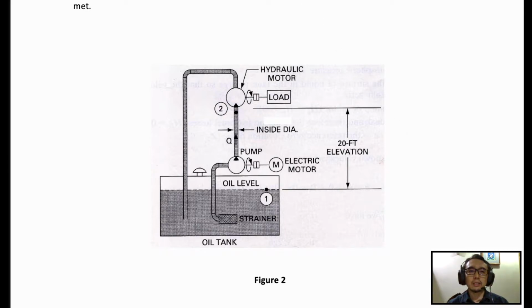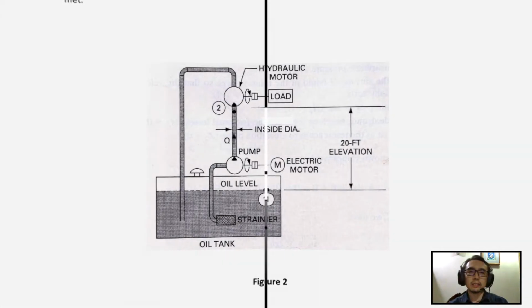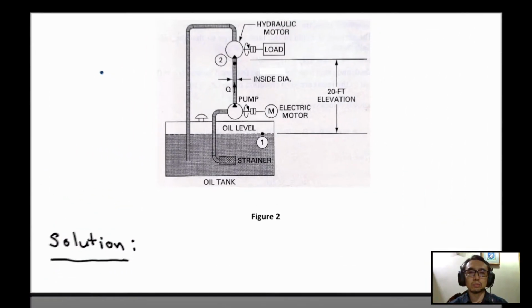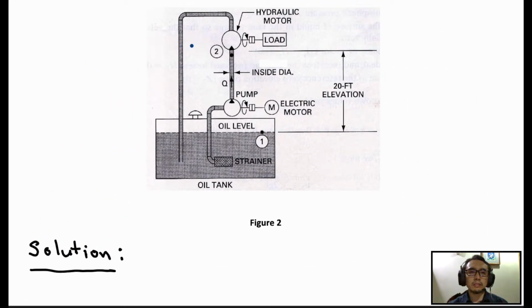So here the question is given in the e-learning, and also you can download the question from the link of this video. So without further ado, let's look at how we can solve this question. Basically what we have here is a mechanical and hydraulic system that has been partially designed to turn a load. Some of the design parameters are given, such as the pipe inside diameter, specific gravity, oil tank, and so on.